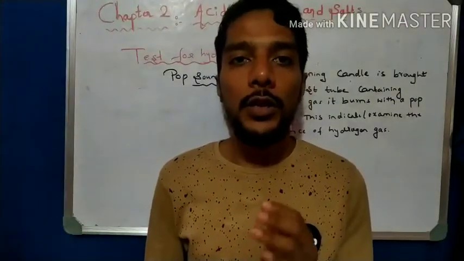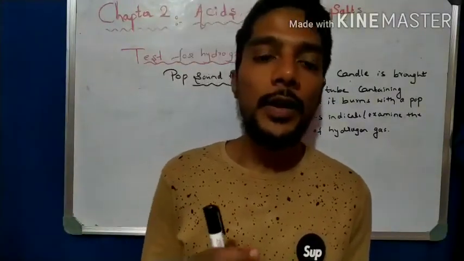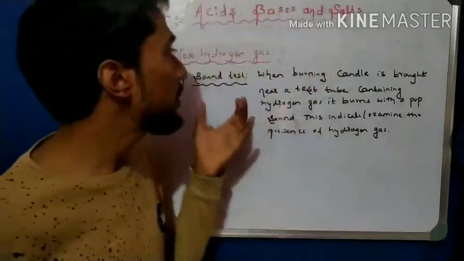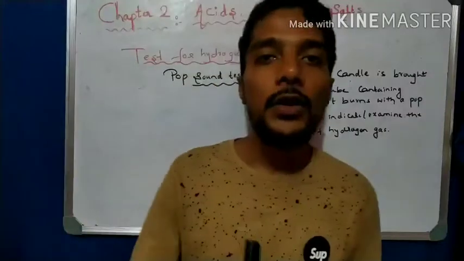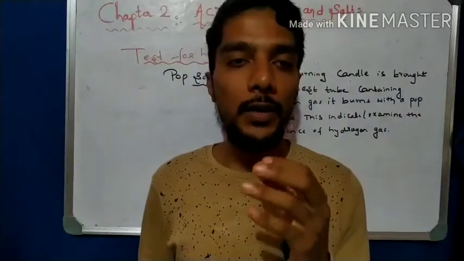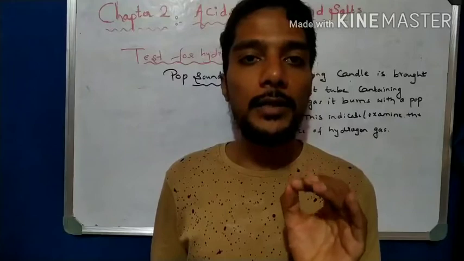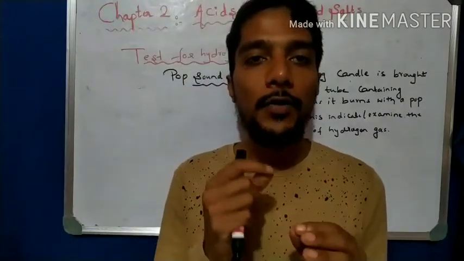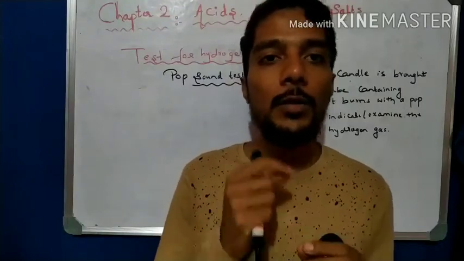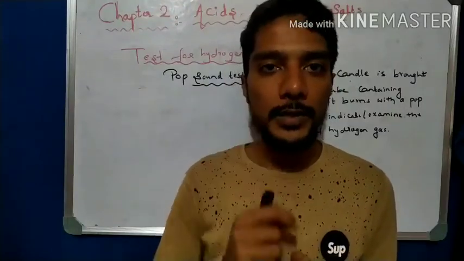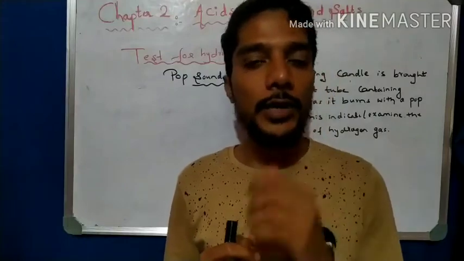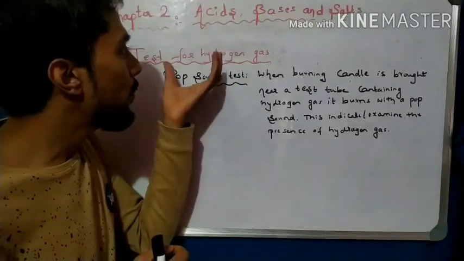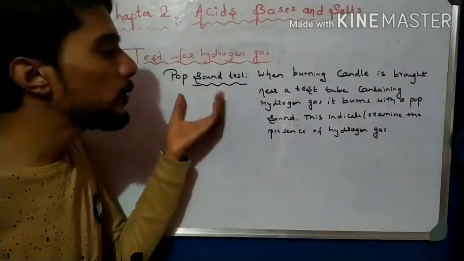Hi students. In this video we will take another very important concept of the chapter Acids, Bases and Salts, that is the test for hydrogen gas. In the last video we learned about the formation of hydrogen gas. When acids react with a metal, or when bases react with a metal, we observe the formation of salt along with the liberation of hydrogen gas. Now how do we test that hydrogen gas? By a practical method. The test of hydrogen gas is the pop sound test.